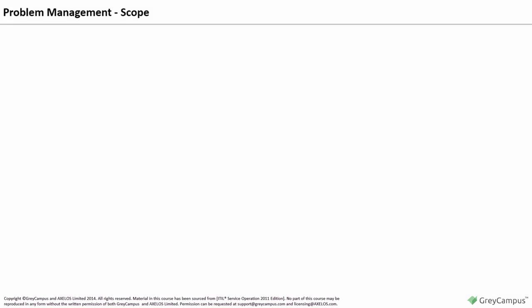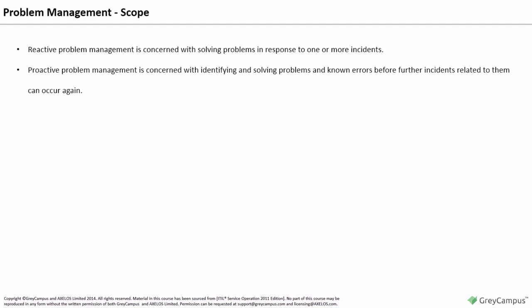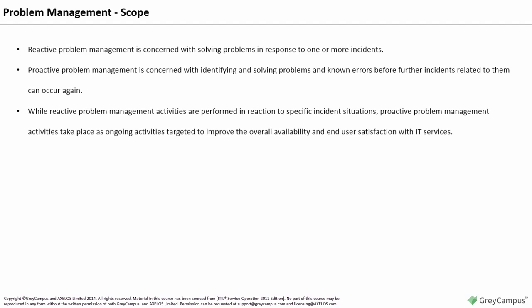The problem management process has both reactive and proactive aspects. Reactive problem management is concerned with solving problems in response to one or more incidents. Proactive problem management is concerned with identifying and solving problems and known errors before further incidents related to them can occur again. While reactive problem management activities are performed in reaction to specific incident situations, proactive problem management activities take place as ongoing activities targeted to improve the overall availability and end-user satisfaction with IT services.